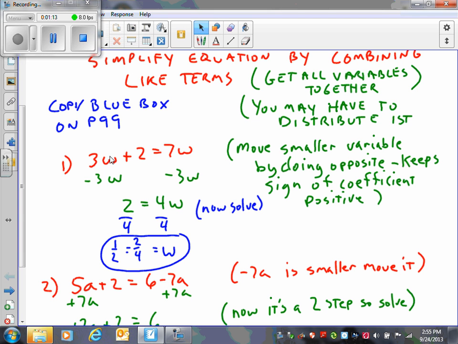So, to move 3w, I've got to cancel it out on this side. The way I do that is with the opposite. You want to move something to the other side, you do the opposite. So minus 3w cancels out 3w. Got to do the same thing on the other side of the equal sign, so minus 3w over here. That cancels out, that leaves 2 on the left side. 7w minus 3w is 4w. Now it's a one-step equation I solve by dividing by 4. Well, 2 over 4 equals 1/2, so w equals 1/2.